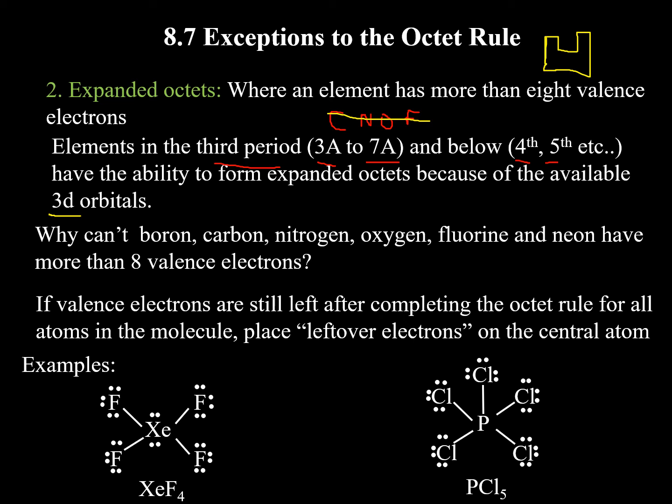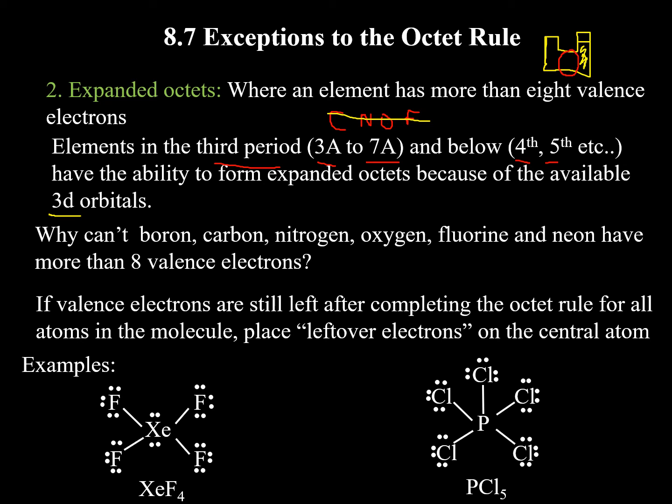These elements below the carbon, nitrogen, oxygen, fluorine, all of these here in the p orbitals, can take up more than 8 because there are some empty d orbitals that are not filled.